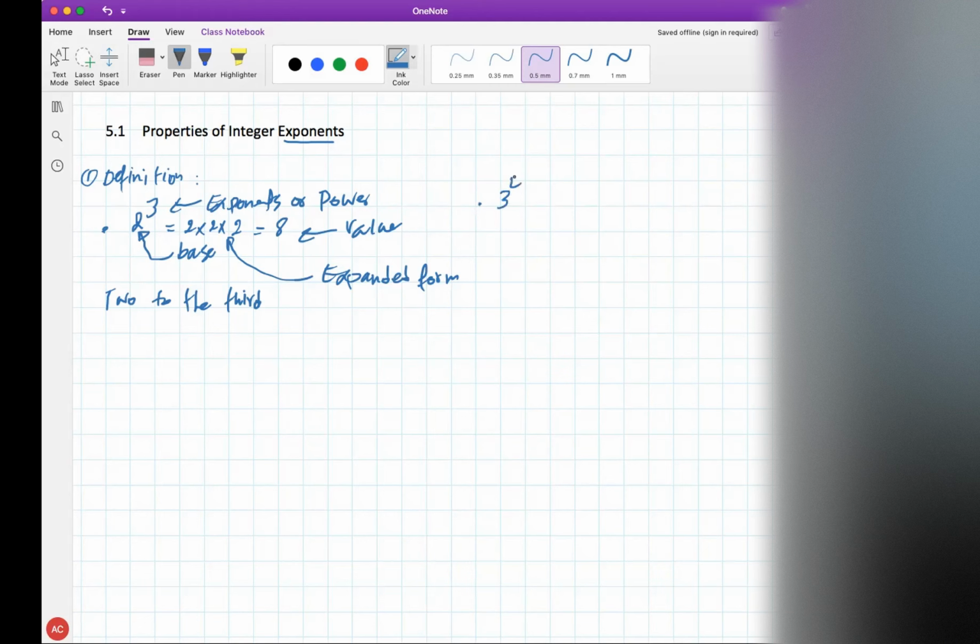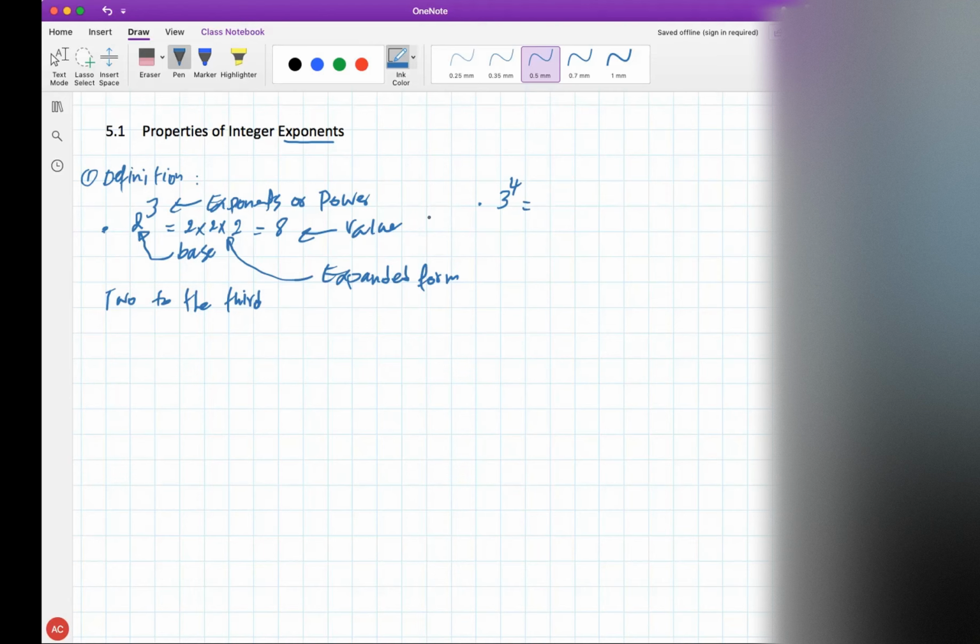Let me give you another example. How do you read this expression? That's right, 3 to the 4th power, or 3 to the 4th. To find the value of this, it's not 3 times 4. A lot of people make that mistake. It's not 3 times 4.